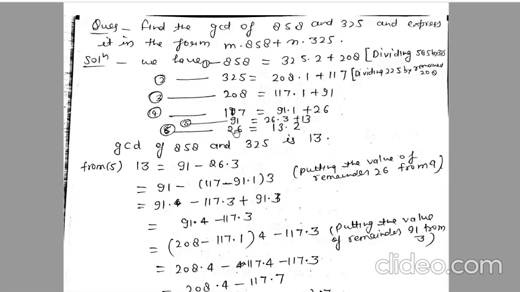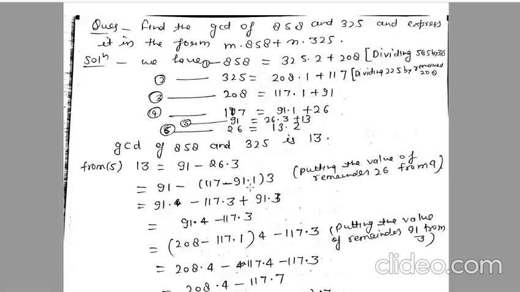13 is the remainder. So 13 is equal to 91 minus 26 into 3. Now 26 is the remainder here, so find the value of 26, because we are just finding the remainder value. The 26 value comes from equation 4, so just find the 26 value from equation 4.